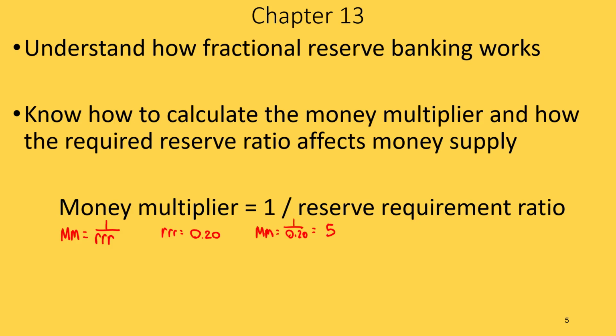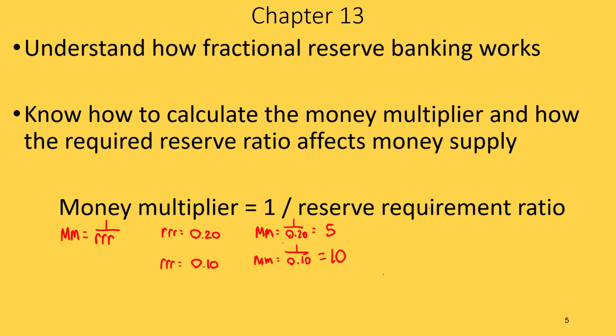Now, if the Fed wants to increase money supply, then one thing they might do is lower those reserve requirements. After all, if the required reserve ratio is just 10% or 0.10, then that money multiplier is equal to 1 over 0.10, which is going to be equal to 10, right? So again, if you put $1,000 in Bank of America, now Bank of America only has to hold on to $100. That means they can loan out the other 900.